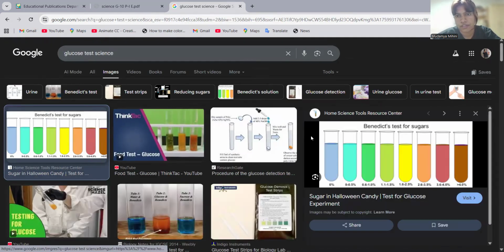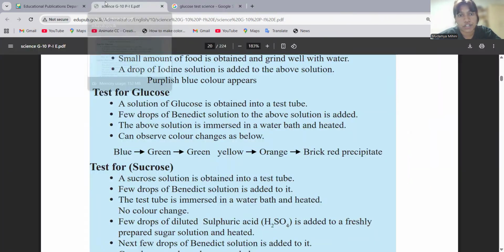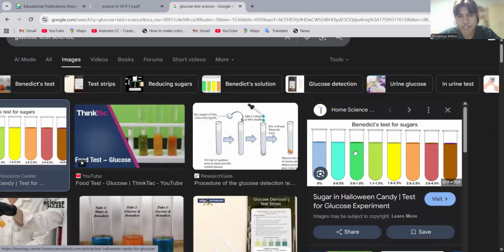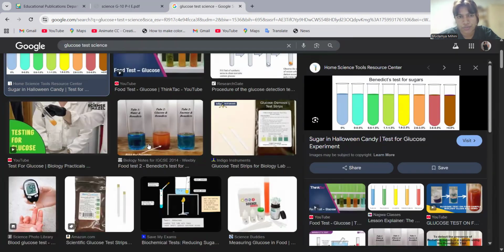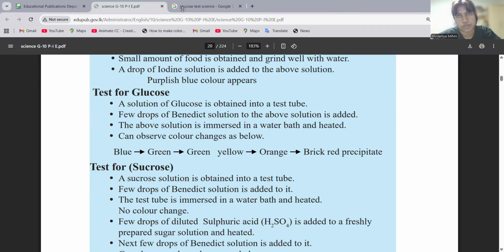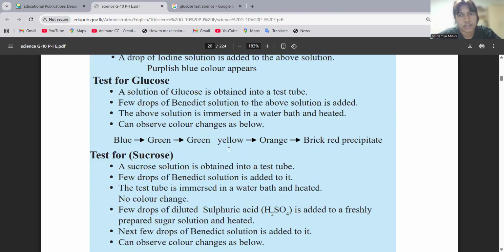Yep, so you can see. So this is 0%, blue, green, green yellow, orange, and brick red precipitate. It doesn't show the exact color of what we want, but you guys should write what's in the book, this part, because that's why you get marks for it. So yeah, this is how it looks.